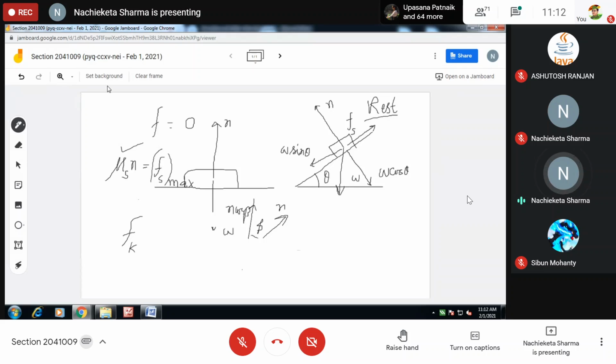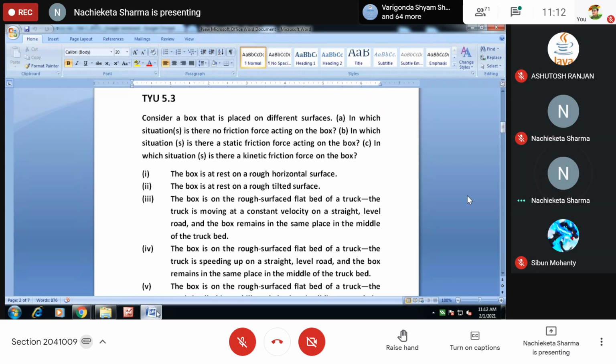Okay, now we'll go to the third part of the problem. The box is on the rough surfaced flat bed of a truck. The truck is moving at a constant velocity on a straight level road, and the box remains in the same place in the middle of the truck bed.